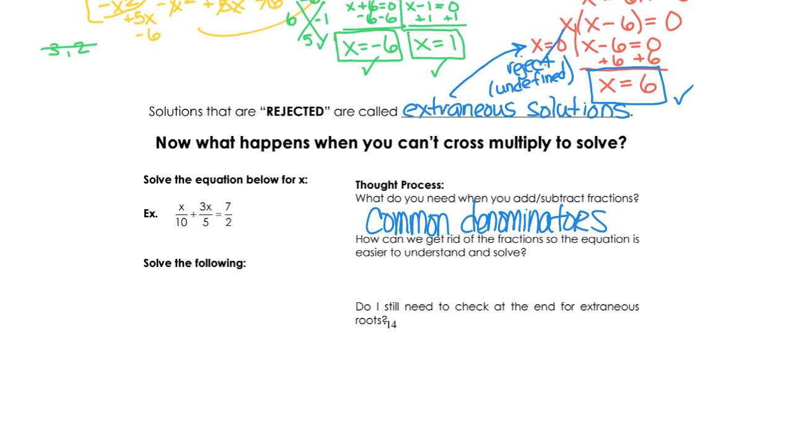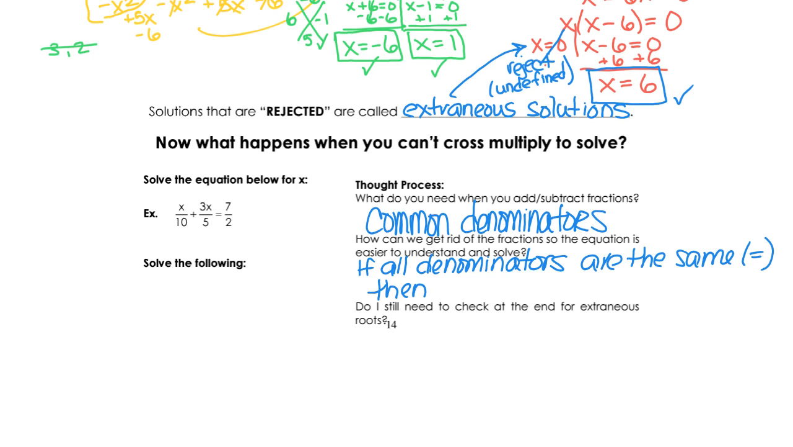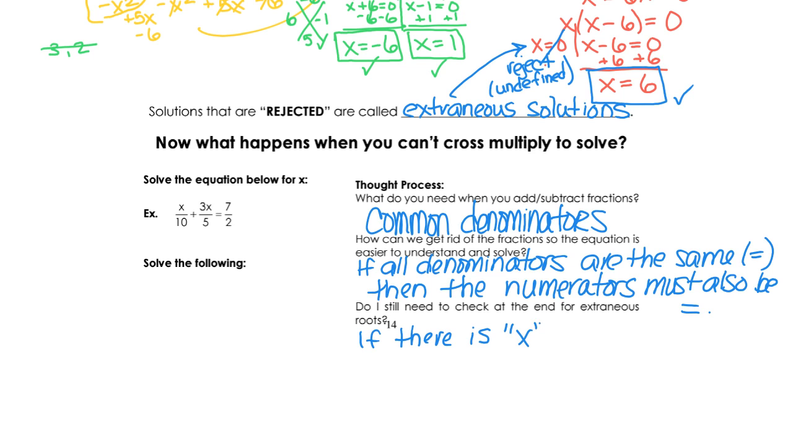What we're going to say is that if all the denominators are the same or equal, then the numerators must also be equal. And then it says, do I still need to check at the end for extraneous roots? If there is an x in the denominator, then yes. Okay, so there's an example up here to solve the equation below for x.